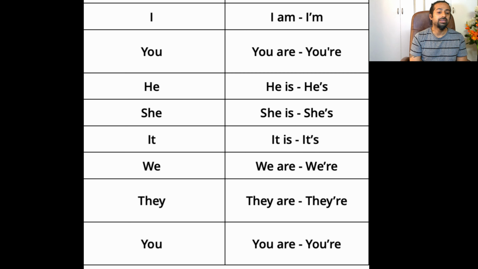You are, he is. He is a good boy. Or you are very clever. She is. She is very honest. It is very expensive. We are good friends. In this way you can write, they are our neighbors. You are very loving, very beautiful. So in this way you can form sentences.